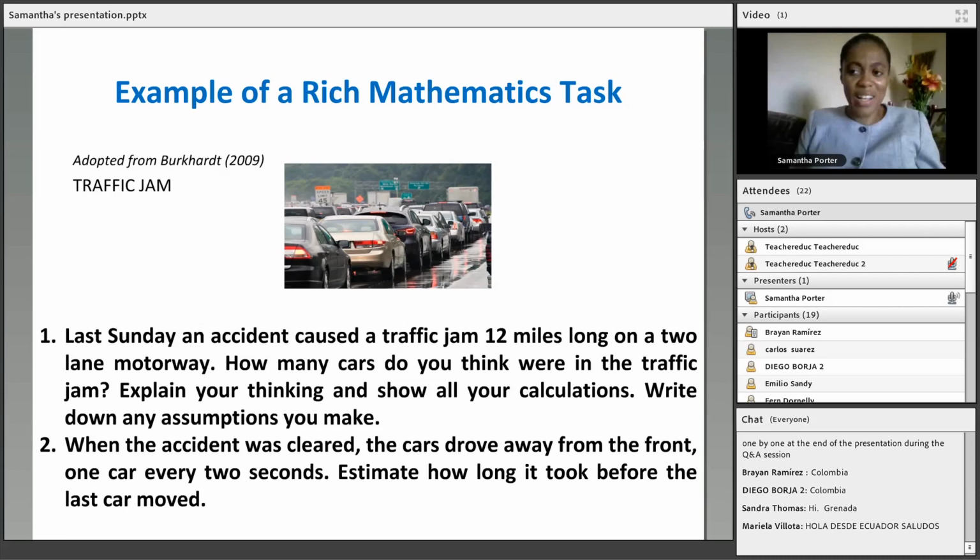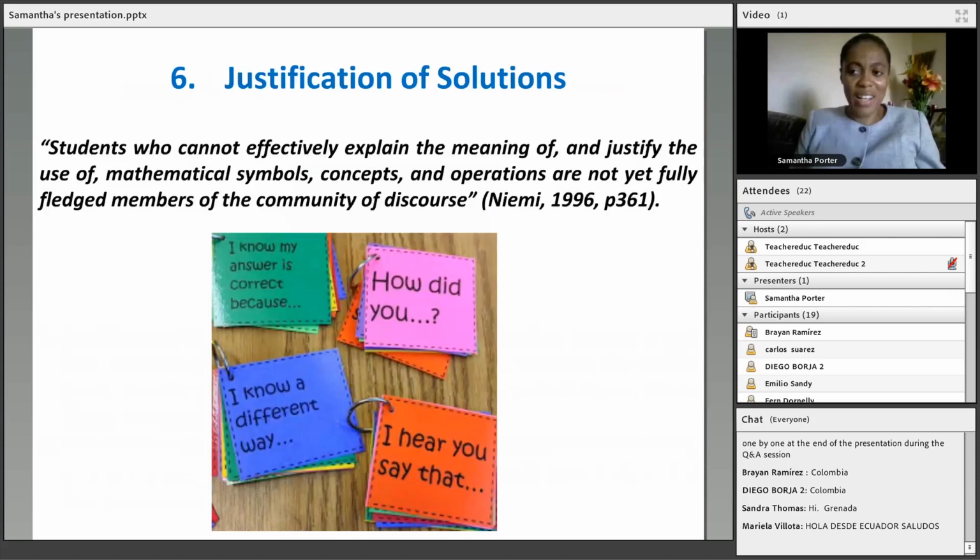This is a rich task. One, because it connects to everyday situation that students can relate to. Any child can enter this problem. It provides for multiple solutions in multiple representation, multiple strategies of solving the problem. So this is an example of a rich task that can be used in our classrooms.